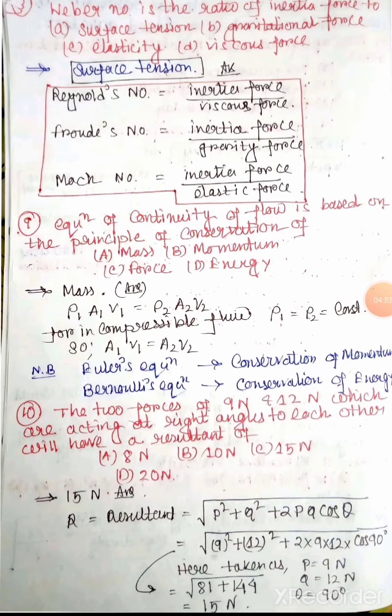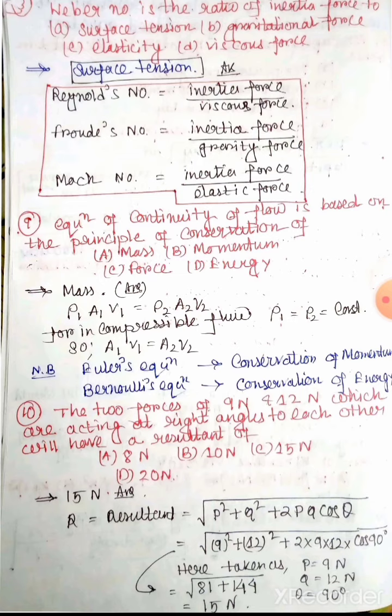Weber number is the ratio of inertia force to surface tension, gravitational force, elasticity, or viscous force. The correct answer for this question is surface tension. The other numbers: Reynolds number is the ratio of inertia force to viscous force. Froude's number is the ratio of inertia force to gravity force, and Mach number is the ratio of inertia force to elastic force.